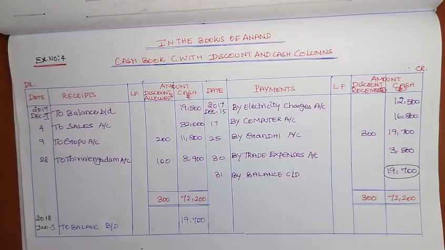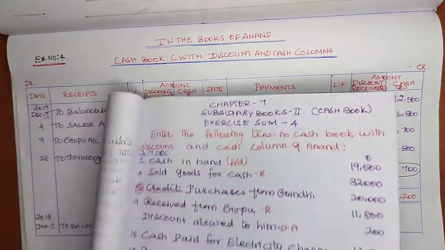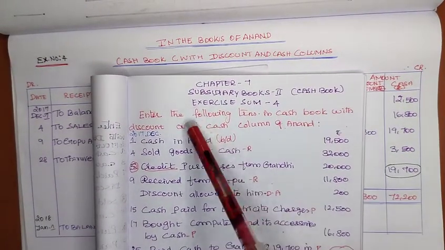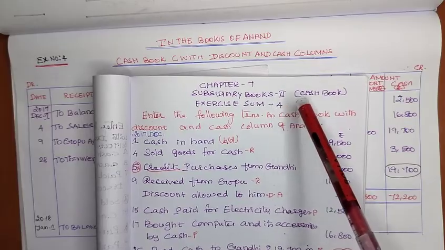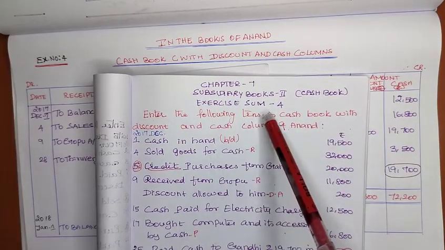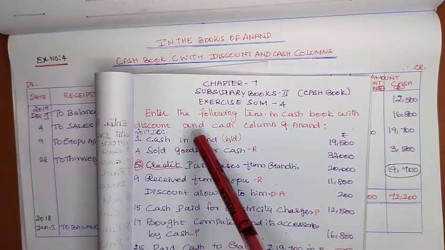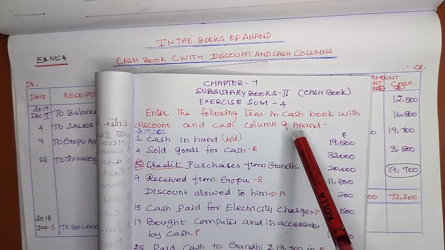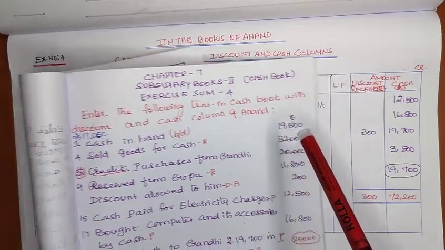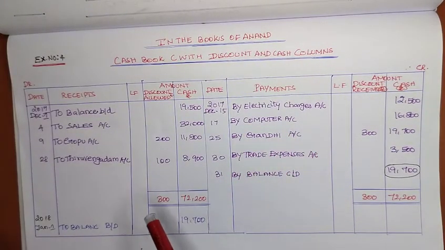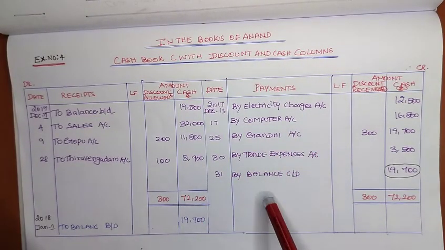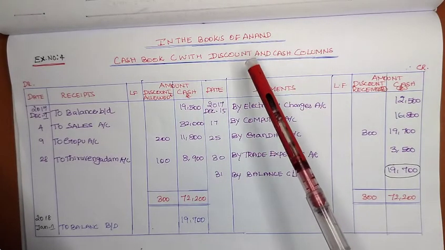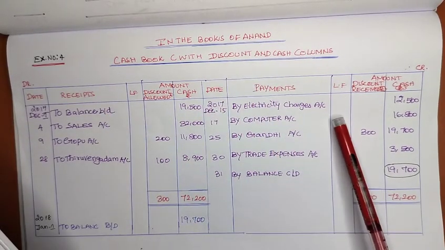In this video, we are going to learn about 11th Standard Accountancy, Chapter 7, Subsidiary Books, Cash Book, Exercise Sum 4. Enter the following transactions in the cash book with discount and cash column of Anand. Before we enter the given transactions into the double column cash book, we need to prepare the title and format of the double column cash book.